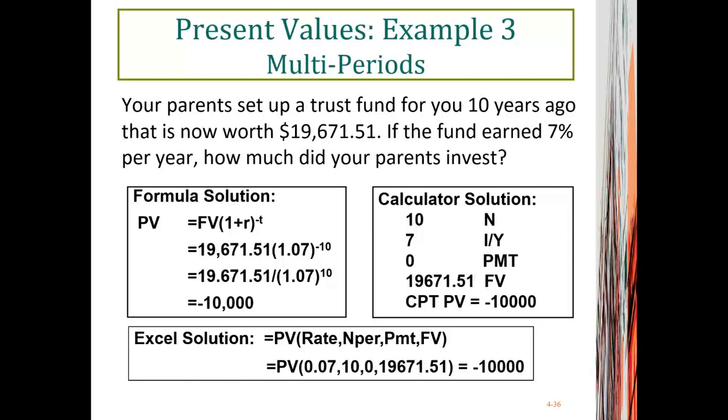Now here's another example. Your parents set up a trust fund for you 10 years ago, and it is now $19,671.50. If the fund earns 7% per year, how much did your parents invest? The future value, which is 10 years later, is 19,000 something. You need to discount this number by using 7% as the interest rate, for 10 periods. The answer is $10,000. And you can do the same on your calculator or Excel spreadsheet.